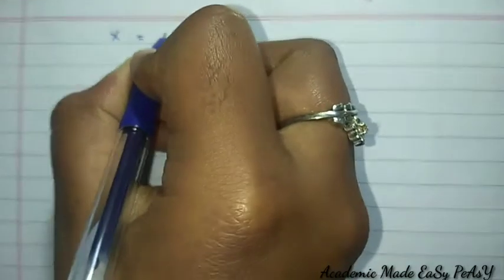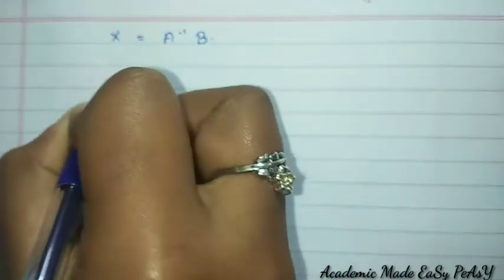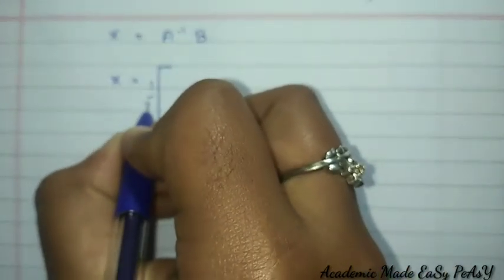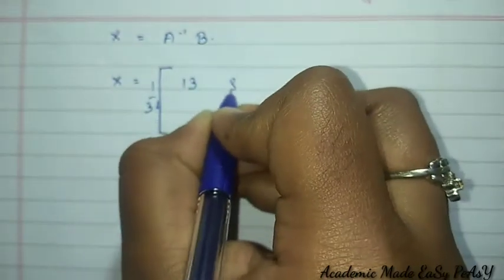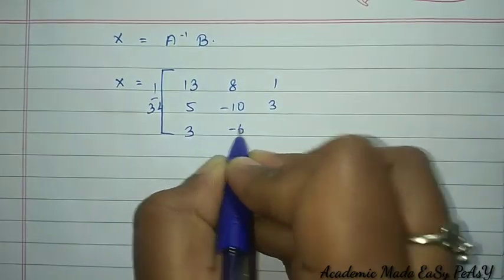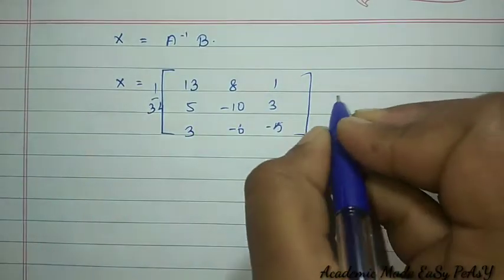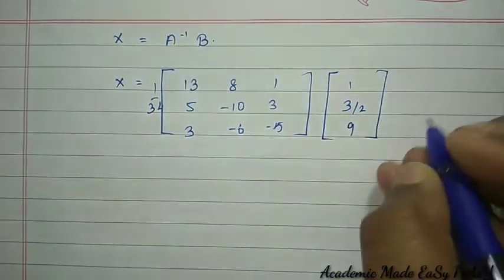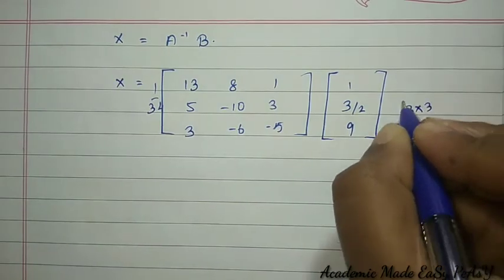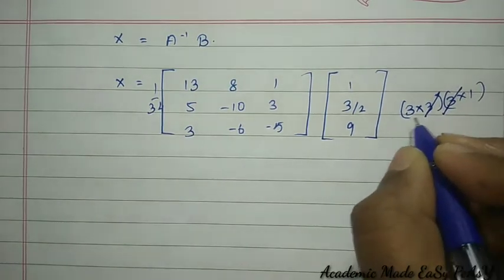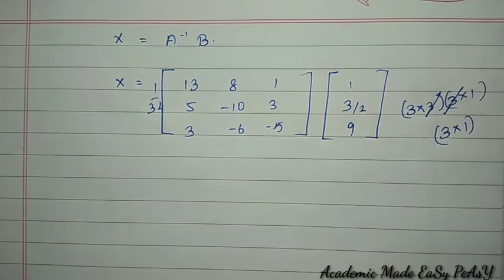So now let us start finding the answer. So x is equal to A inverse B. So x is equal to, what is my A inverse? 1 by 34 into 13, 8, 1, 5, minus 10, 3, 3, minus 6, minus 5 into my B matrix, which is 1, 3 by 2, 9. Okay, so now let me find the order. So 3 by 3 for the first matrix and 3 by 1 for the second matrix. So these two will get cancelled. So what is remaining? 3 by 1.